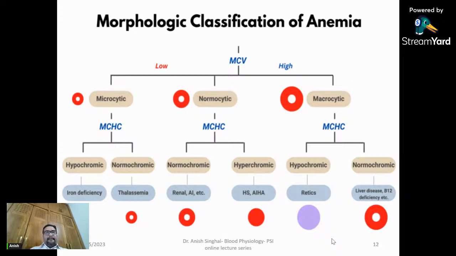So either the red cell can be of normal size, or it can be smaller or higher in size. By the definition of mean corpuscular volume, if the size of the RBC is higher, it would be a high MCV. And if the red blood cell is smaller in size, it would be a low MCV. According to the MCV, you can classify RBCs into normocytic if the volume is normal, or macrocytic or microcytic. Macrocytic refers to when the RBCs are bigger in size, and microcytic when the RBCs are smaller in size.